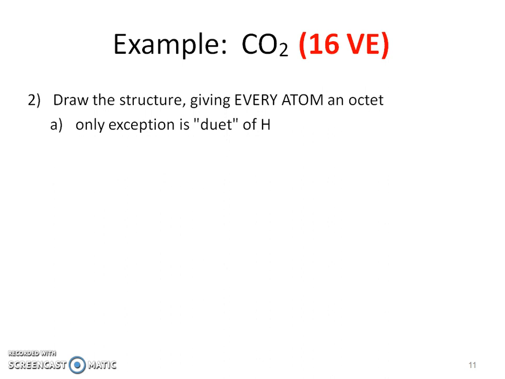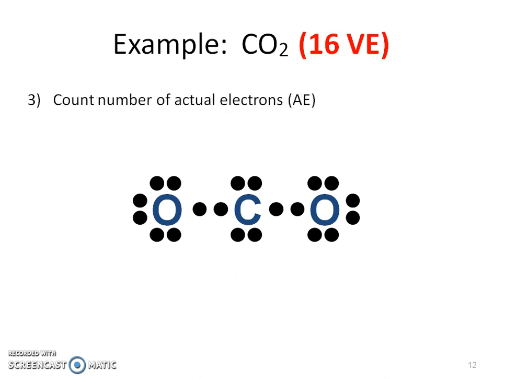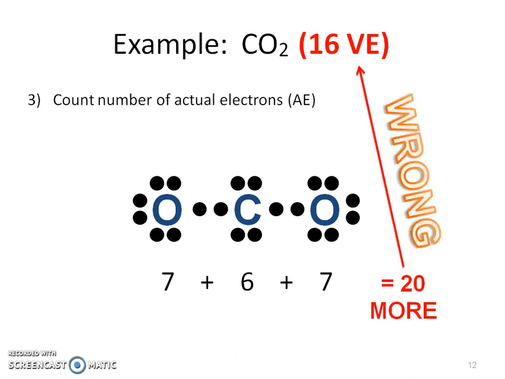So now let's draw our structure. Again, we're going to deal with carbon first, and carbon is farther away from fluorine than oxygen, so that's going to be our quote-unquote central atom. We're going to have oxygens around it. Now let's have everything have an octet except for hydrogen, but we're not dealing with hydrogen. So these are all the electrons we have if everybody has an octet. Now let's count those actual electrons up. 7 plus 6 plus 7 gives us 20. Uh-oh, that's more than the 16 that we really have available, right? The valence electrons are what we have available, but if everybody has an octet, we really have 20 electrons. So we have a couple more electrons.